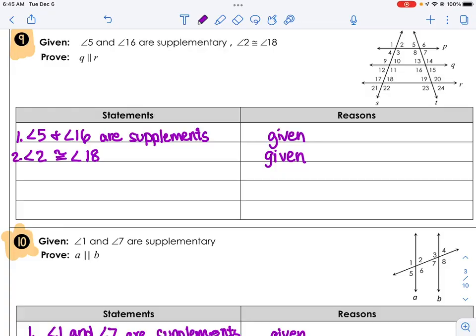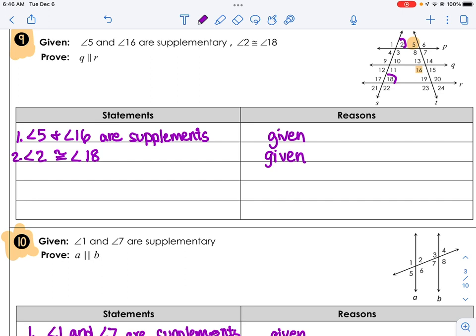All right, there's a lot of lines in this picture. So let's label what we've got. Angle 5 and angle 16 are supplements. Those two. And angle 2 is congruent to angle 18.